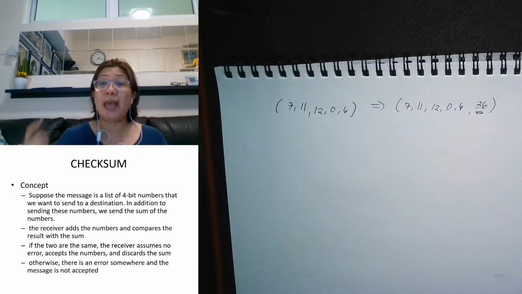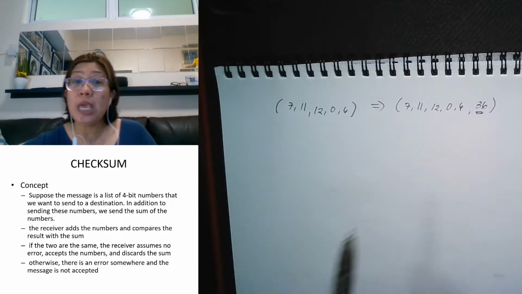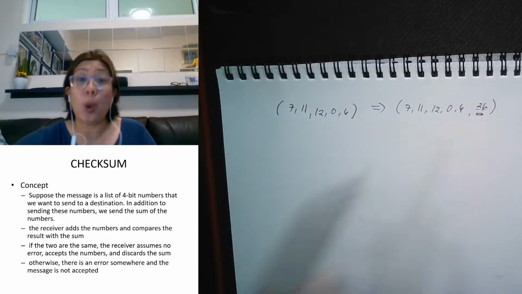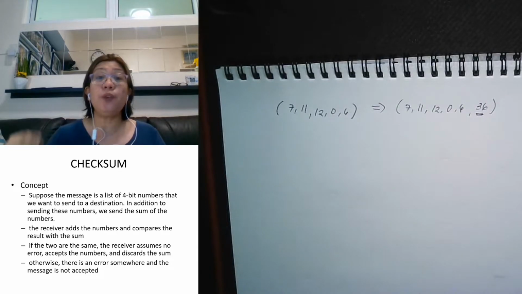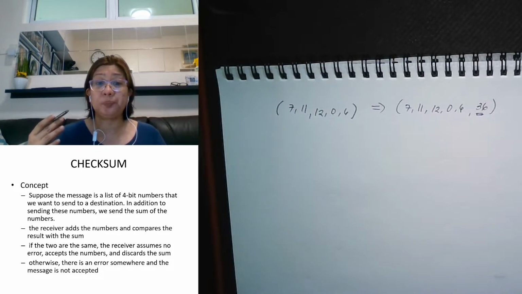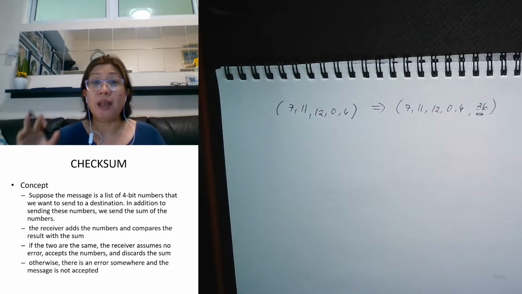We just simply add 7 plus 11, plus 12 plus 6. So the sum is 36. Therefore, we append the sum in our original message. At the receiver end, the receiver is going to add again those five numbers. If the result is 36, the receiver will accept the numbers, but it will discard the 36, which is the sum.